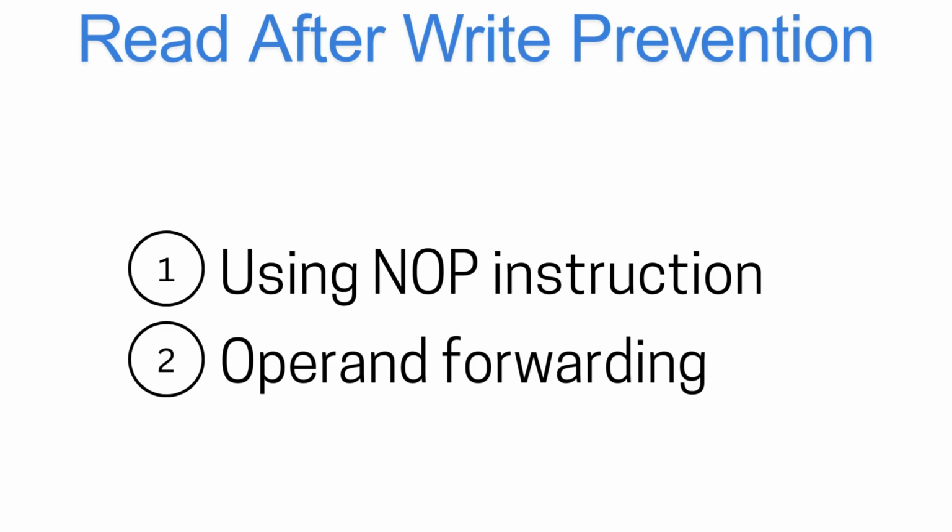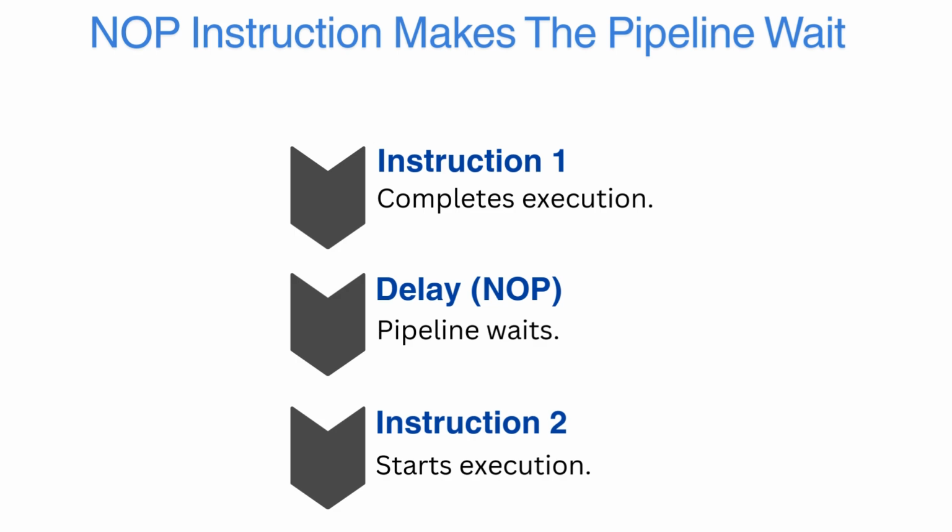The first method is introducing a delay between the 2 instructions so that instruction 1 is completed before instruction 2 starts. Many processors have an instruction that introduces a delay, often called a NOP or no operation instruction, which makes the pipeline wait for some time.